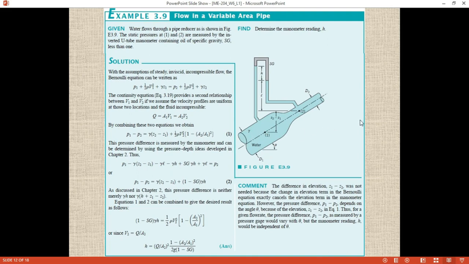But if you make this pipe straight, what will happen? The hydrostatic pressure at 1 and 2 will be the same. But if you make some angle, what is happening? To calculate P1 minus P2, there is a factor of Z2 minus Z1, so it has to be considered. But to calculate the height of the column, we don't see any Z, we don't see any factor of theta. So the manometer reading H would be independent of theta. So this is an important example that you have to solve properly.